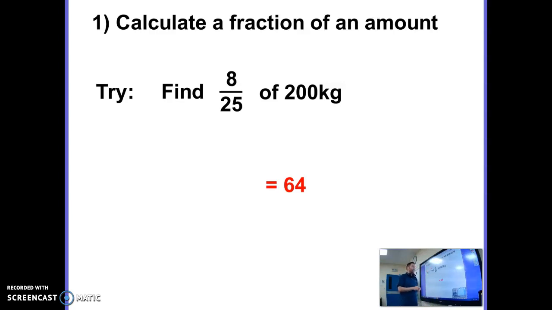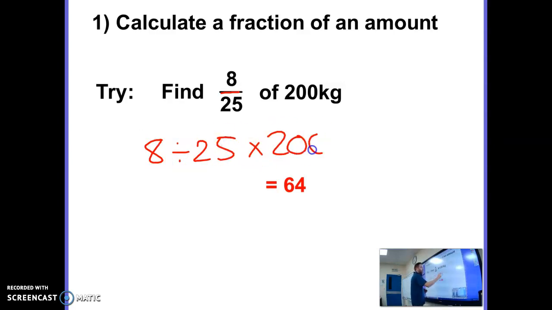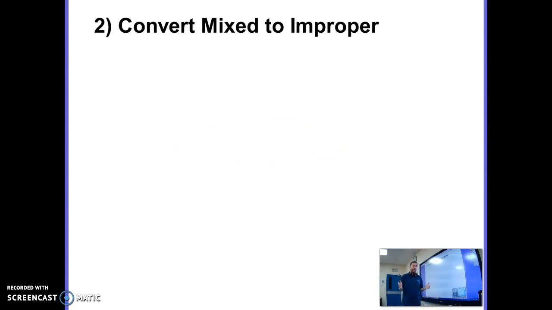So 8 over 25, that line means divide, and so you could type in even 8 divided by 25 times 200. There are many, many ways to do it. Okay, that is finding a fraction of an amount.